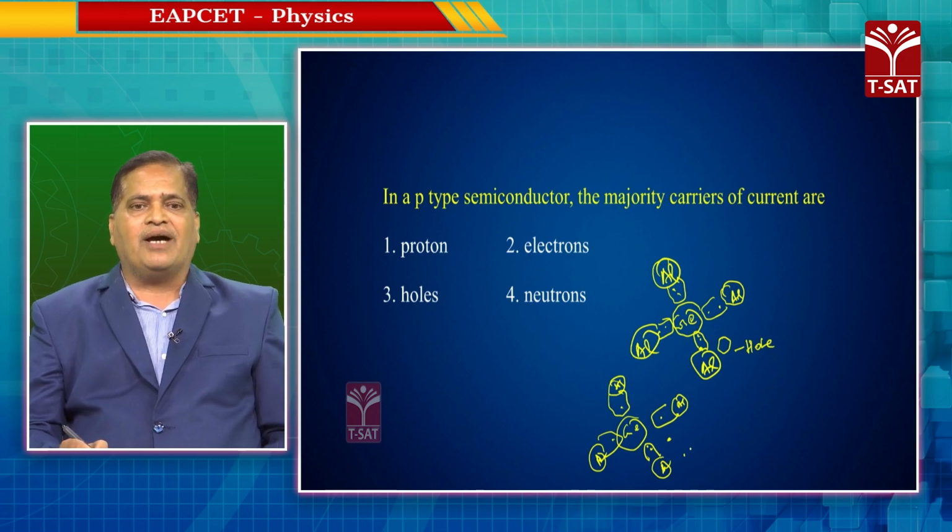Therefore, this type of semiconductor is called the n-type extrinsic semiconductor. Okay. Therefore, in the n-type extrinsic semiconductor, electrons are the majority charge carriers, holes are the minority charge carriers.